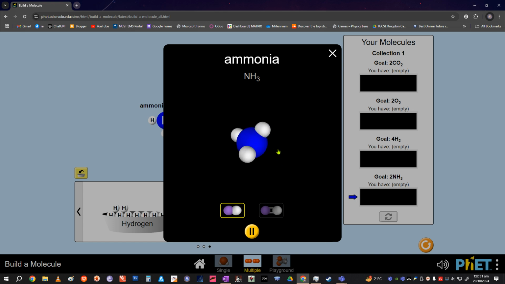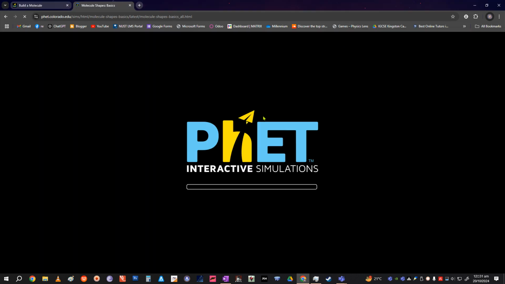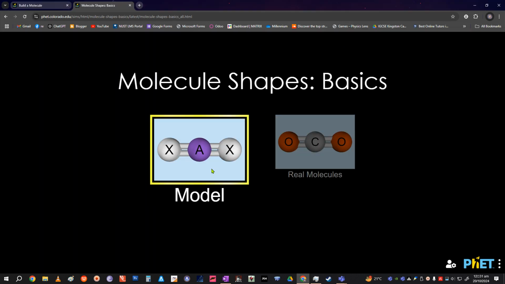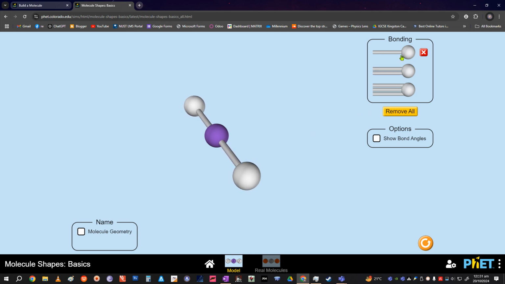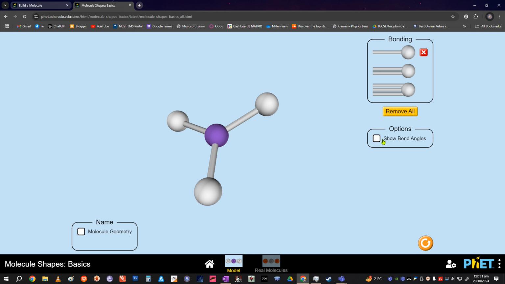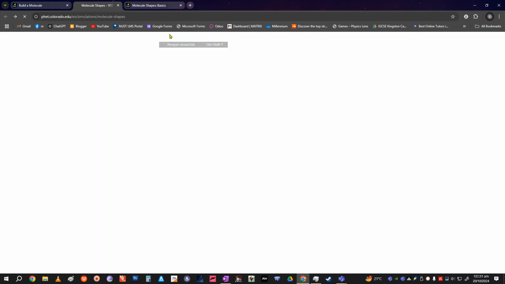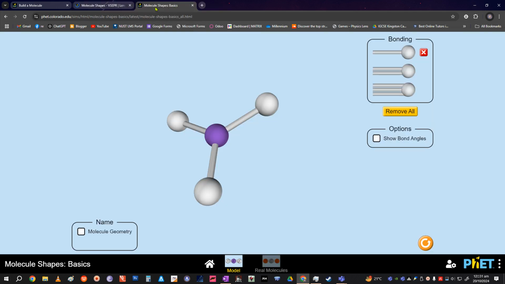The three hydrogens are pushed to one side. Why? Because there's a lone pair on the other one, right? So let me just reopen that tab in which we had the lone pair option, right? I'm going to show you how ammonia is going to look like, right? So it's got three hydrogens, but let me open the other one, right? The VSEPR one, right? This is what we need.